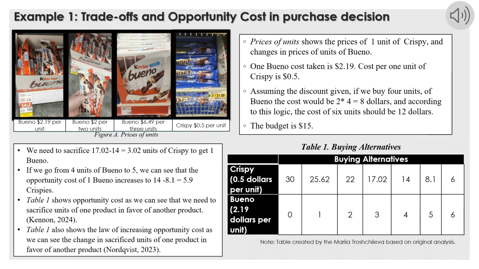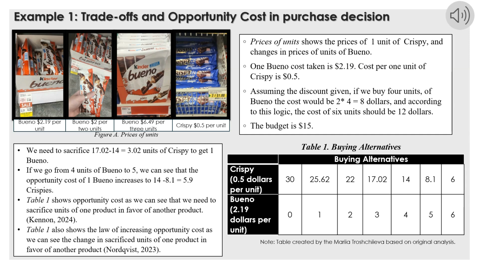So let's look at example 1, and here we will see how the opportunity cost concept will be represented with the relation between crispy and bueno candies. Crispy costs $0.5 per unit and bueno costs $2.19 per unit with the promo price. With the $15 budget, the table illustrates the concept of opportunity cost. That means that to get one bueno, 3.02 units of crispy must be sacrificed.